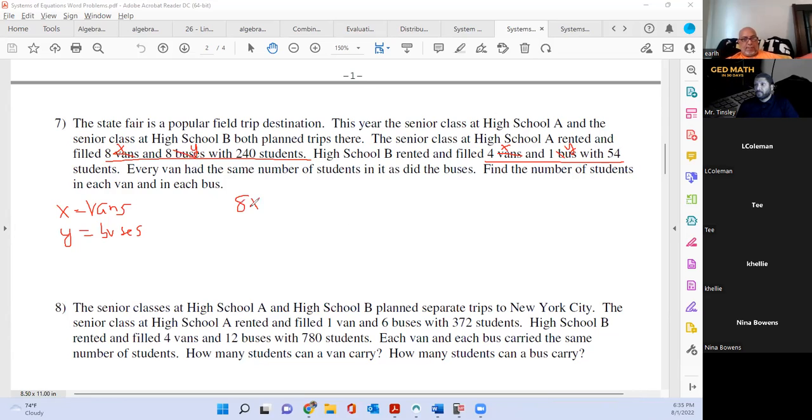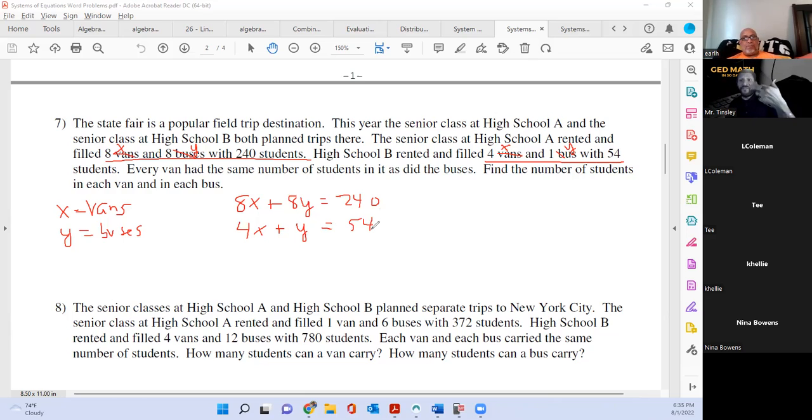8x plus 8y equals 240. Our second equation is going to be what? 4x plus 1y equals 54. Do we need the 1 as a coefficient? Oh, just y. Just y equals 54.